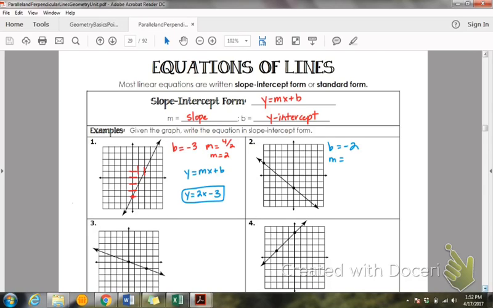Chris, what'd you get your slope to be? 1, 2, 3, 4. Up 4. But you went back 5, right? So what kind of a 5 should that be? Okay, remember that's a negative slope. Okay.